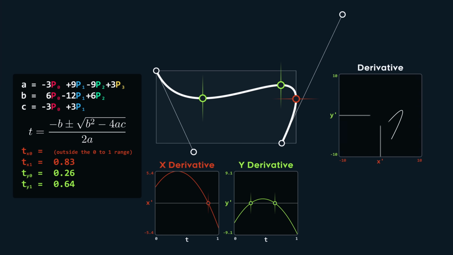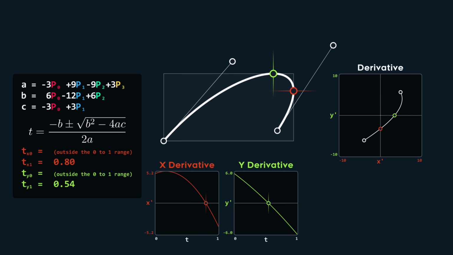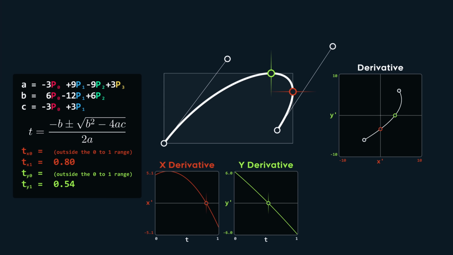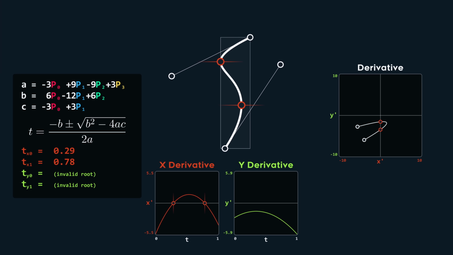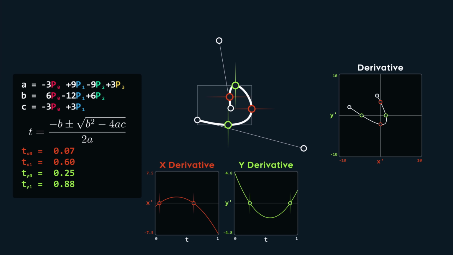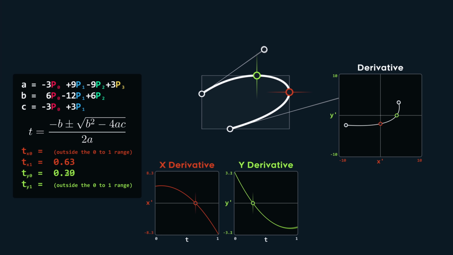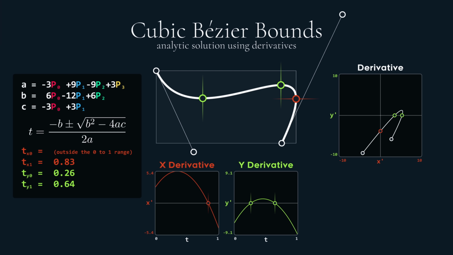We can also look at the derivative in 2D. With this interpretation, the roots are the t-values at which the quadratic derivative curve crosses the x and y axes. And again, you can see how the derivative changes as we change the shape of the curve. And that's how you analytically get the bounding box of a cubic Bézier curve.